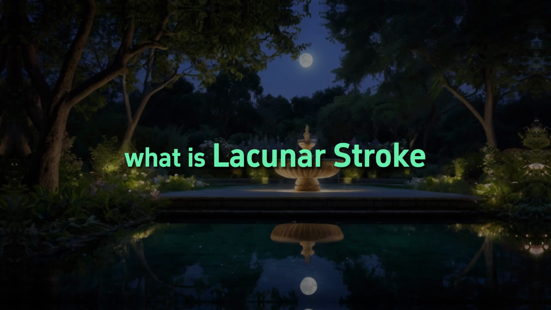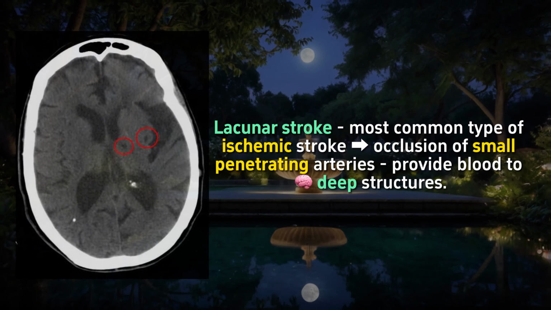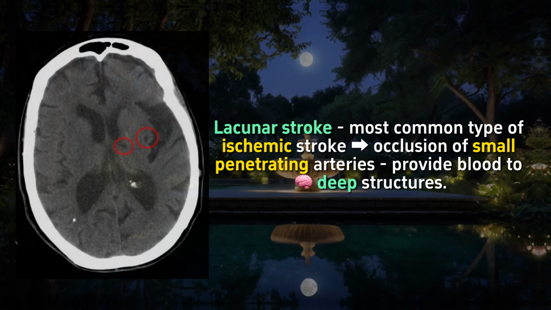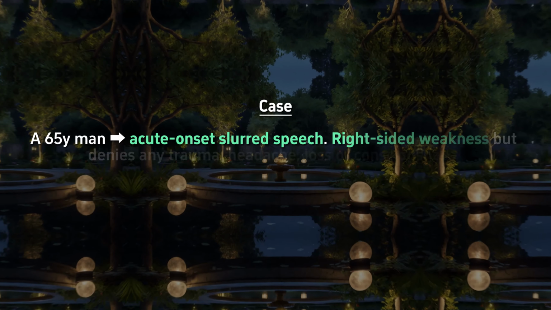What is lacunar stroke? Lacunar stroke is the most common type of ischemic stroke, resulting from the occlusion of small penetrating arteries that provide blood to the brain's deep structures.